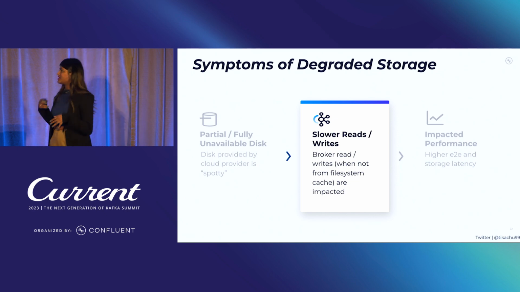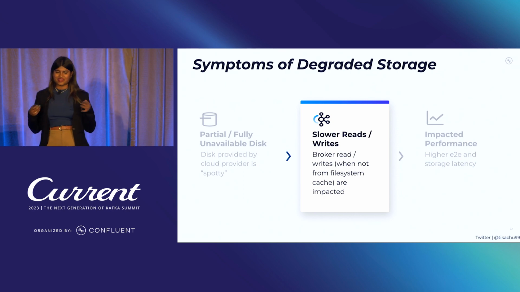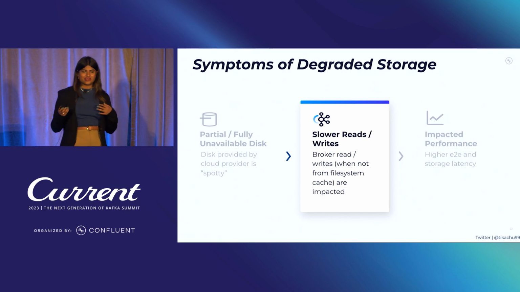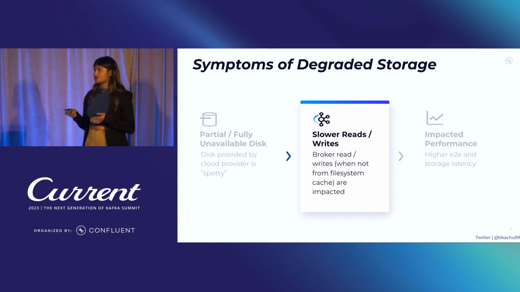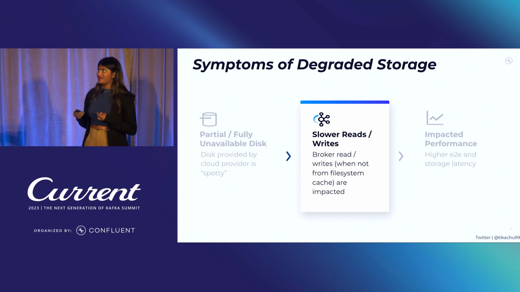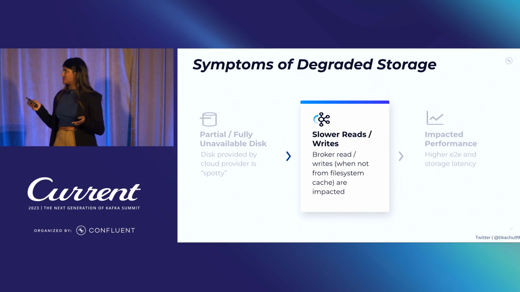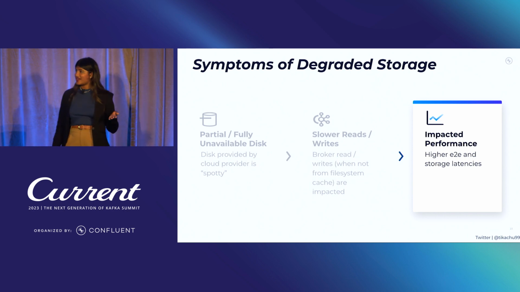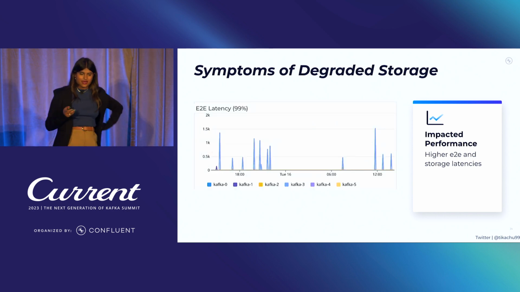And the way that a partially or fully unavailable disk devolves is that we end up having slower reads and slower writes on the broker when we're not hitting the file system cache. For those of you who are not aware of the file system cache, it's about recent reads or writes. Those may succeed and have normal latencies, but otherwise we're not hitting the cache. Our latencies are going to be pretty impacted, and we're going to see higher end-to-end latencies and higher storage latencies.